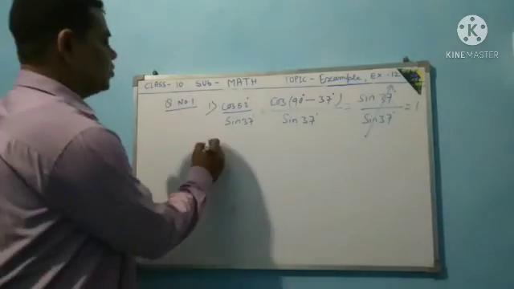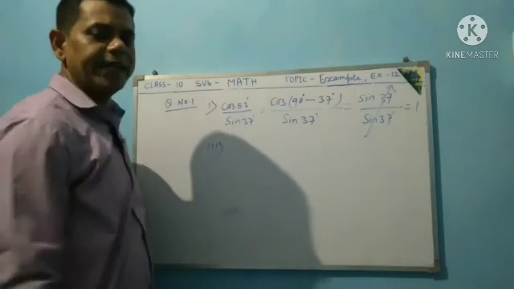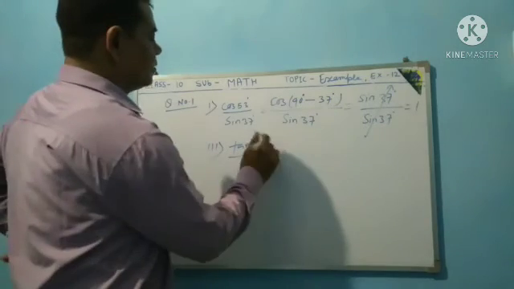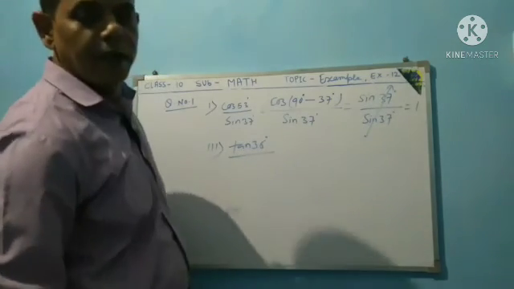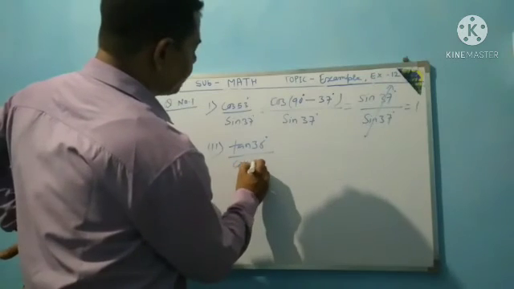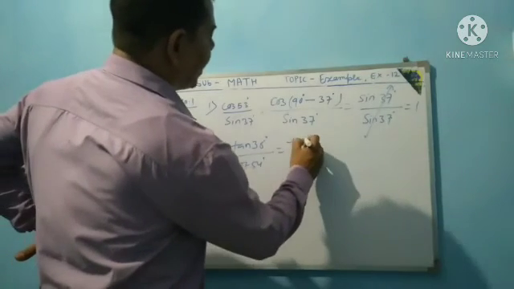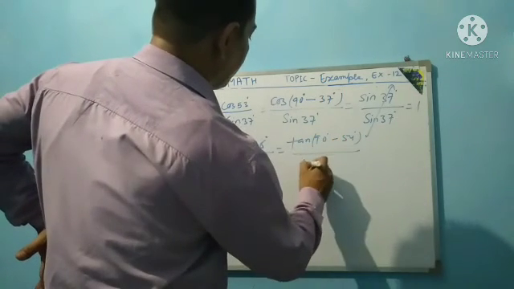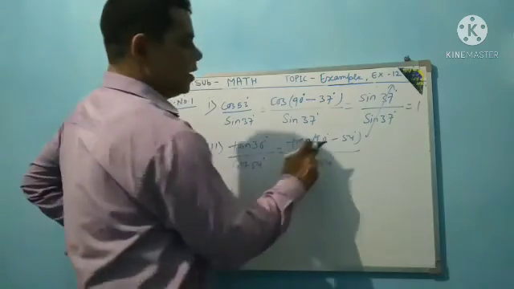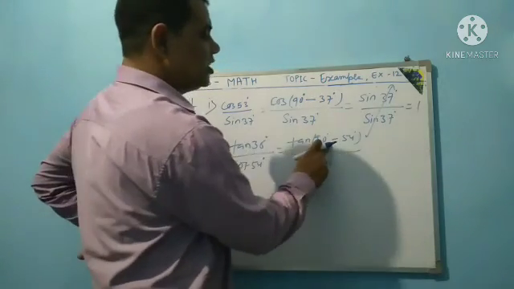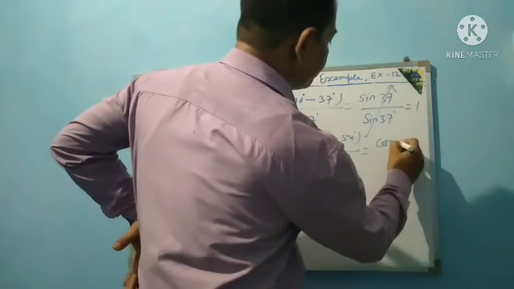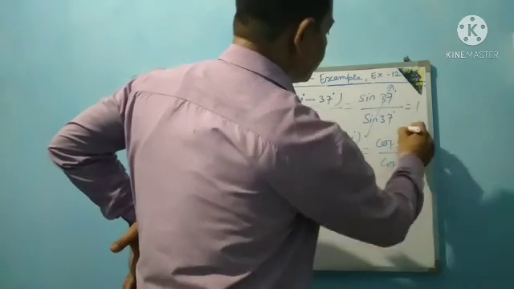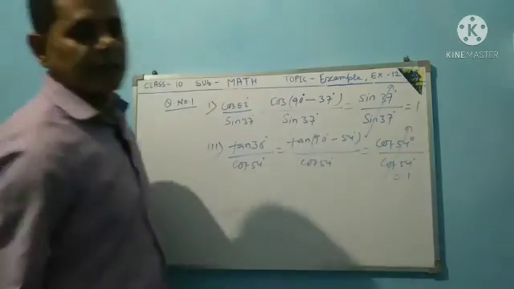Again the next question is tan 36 degree divided by cot 54 degree. So take tan 90 minus 54, that is cot 54 degree. 90 degree change, tan changes to cot, so cot 54 degree, and divided by also cot 54 degree, that is equal to 1.